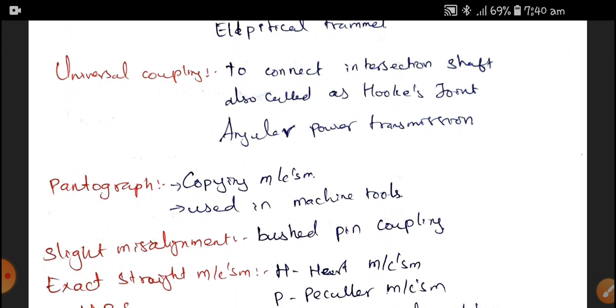It is used in machine tools. We all know that copying machines and some special purpose lathes are there. In copying lathes, form tools are used to make a copy of the tool shape on the component. Like that the mechanism is called the pantograph mechanism. Even our copying machines are of the form of pantograph.